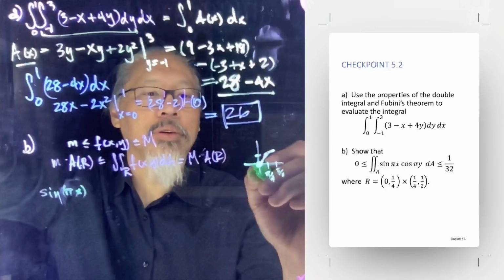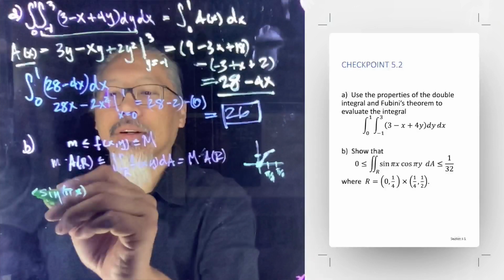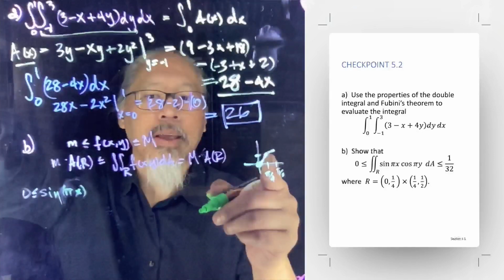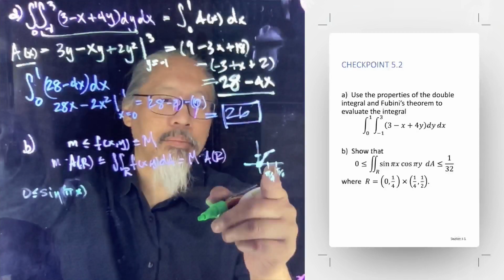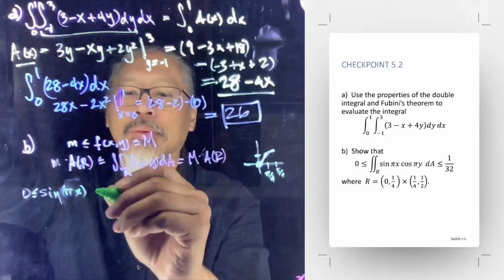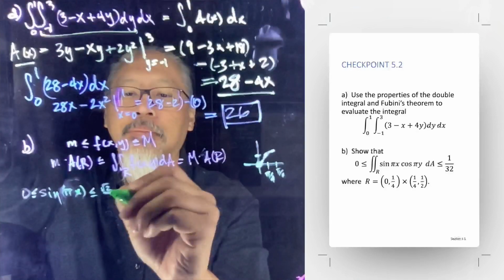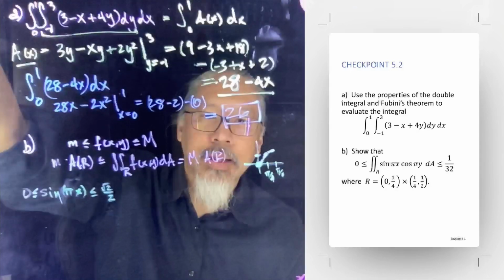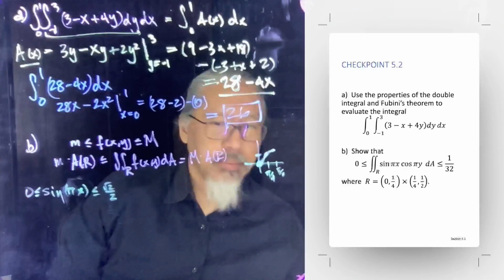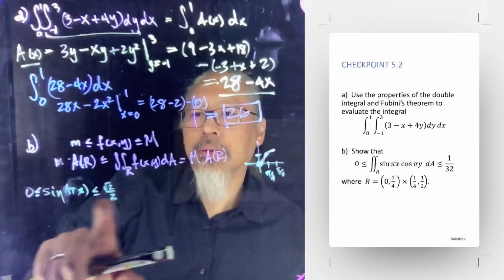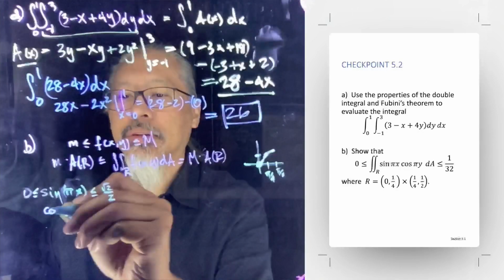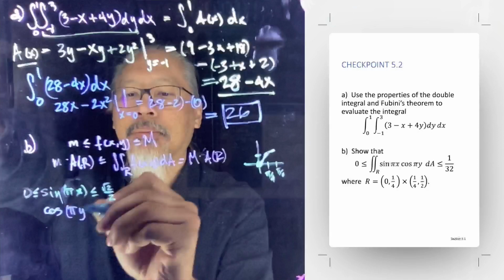And so your small value here is 0. That's what happens when x is equal to 0. And when x is equal to 1/4, we have sine pi over 4, which is √2/2. So we can say that our sine function is bounded between 0 and √2/2. Now let's look at the cosine of y, or cosine of pi times y.